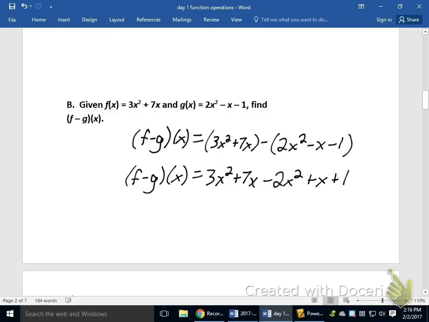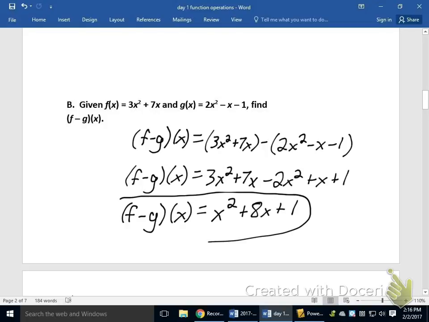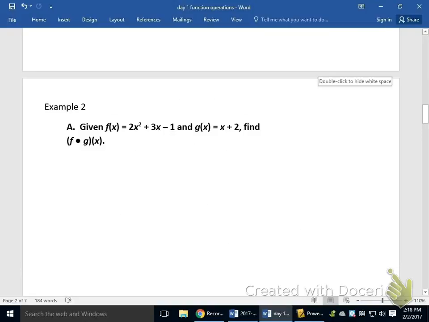And now I can combine my like terms to wrap up for my final answer, which will be 3x squared minus 2x squared is 1x squared. 7x plus x is 8x, and then I have a plus 1 at the end. I am done. Function addition and function subtraction, very straightforward.